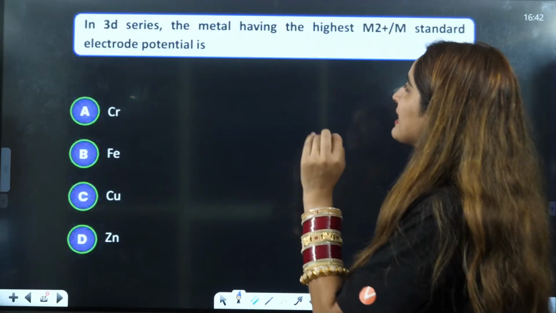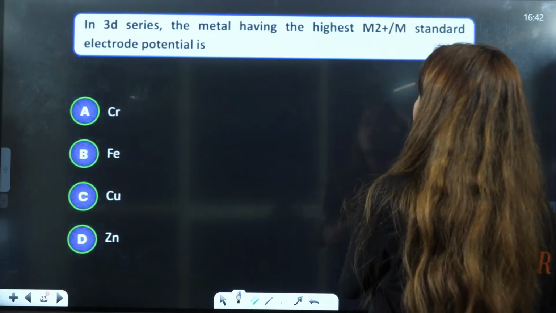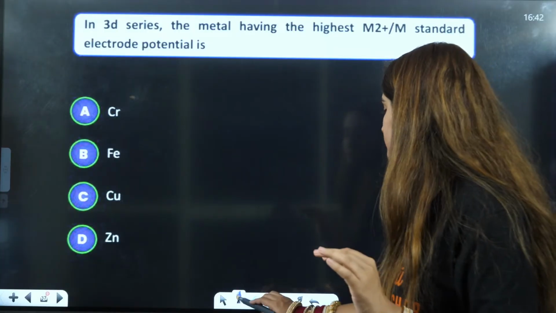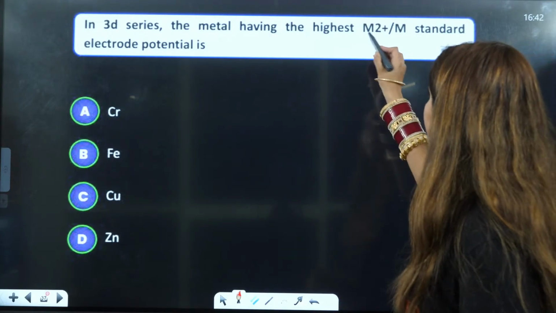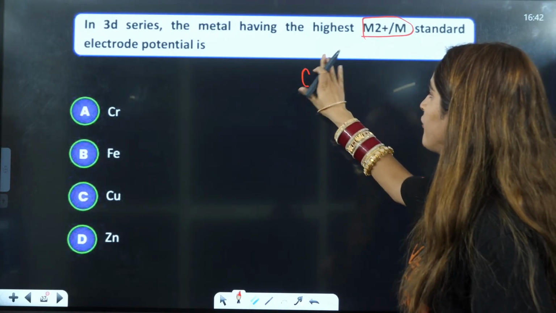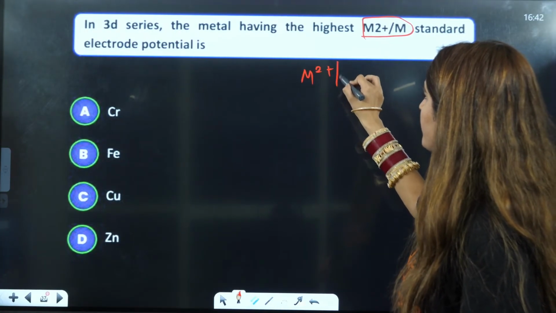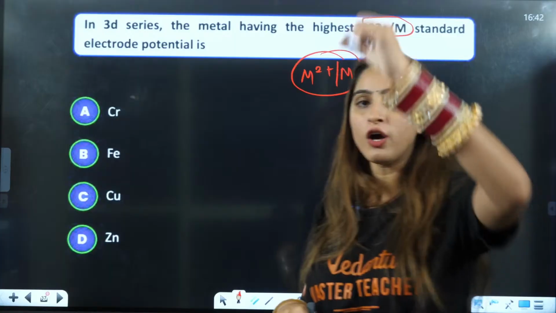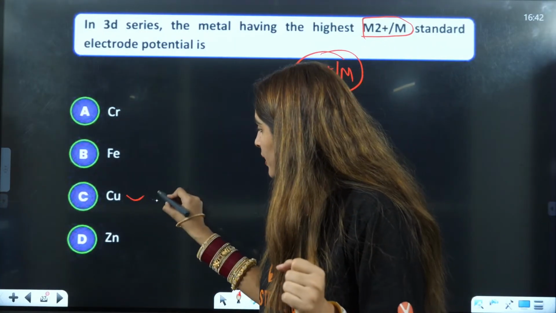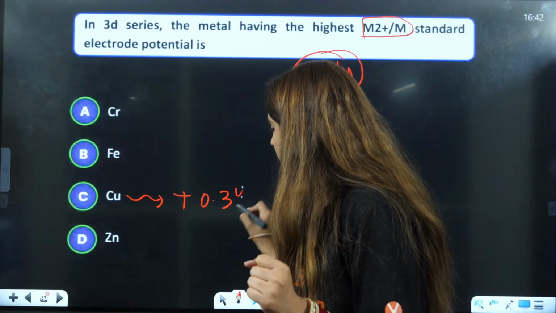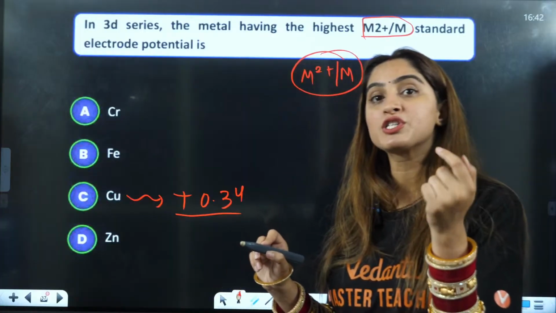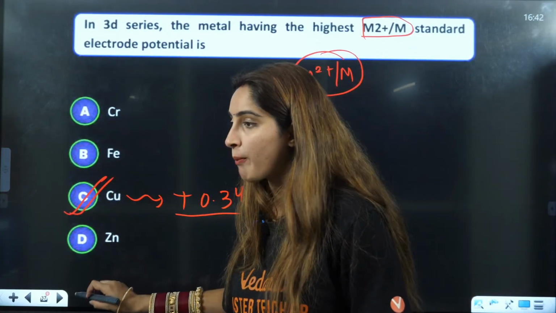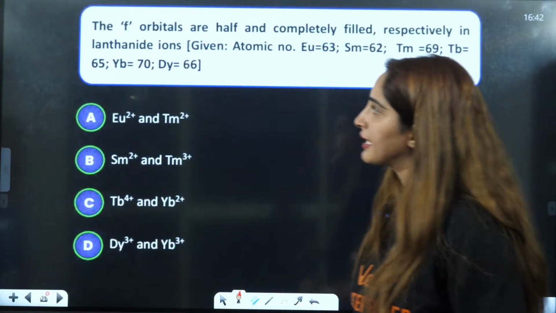Next question is, in 3D, let us see how many of you are able to answer this. In 3D series, the metal having highest M2 positive to M standard electrode potential. If you see M2 positive to M, this is given in your NCERT table. Copper, which is having plus 0.34, is the only one which has positive electrode potential of Cu2 positive to Cu. That is why highest is going to be copper. So answer is going to be C is the correct answer.